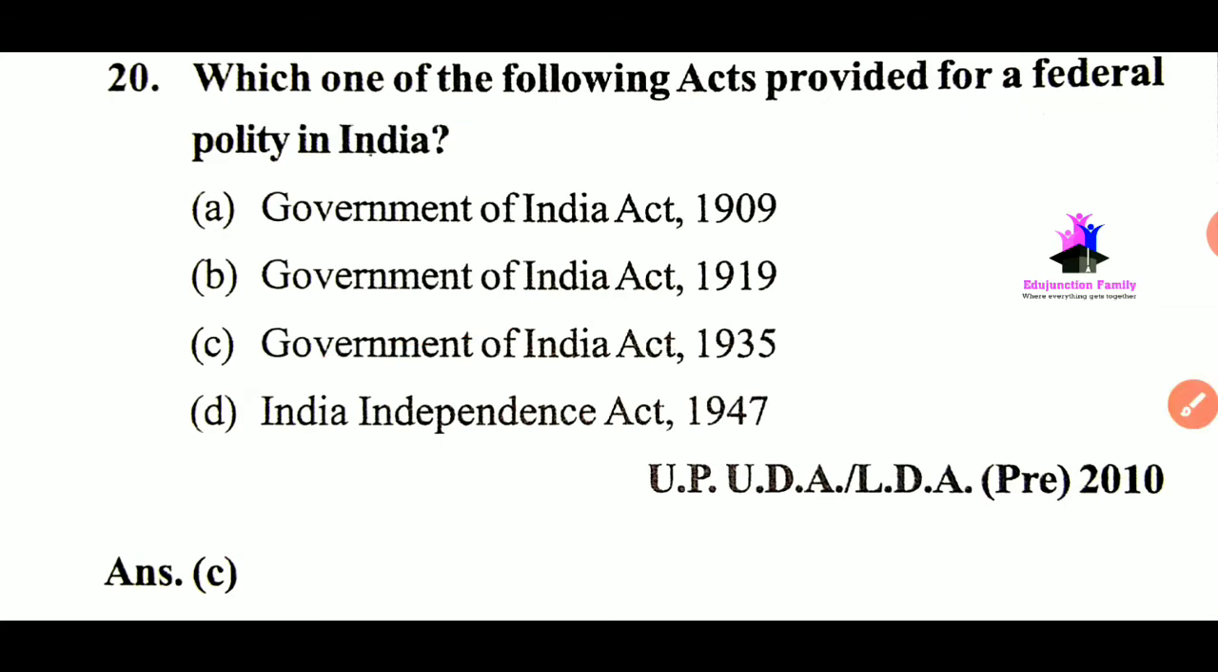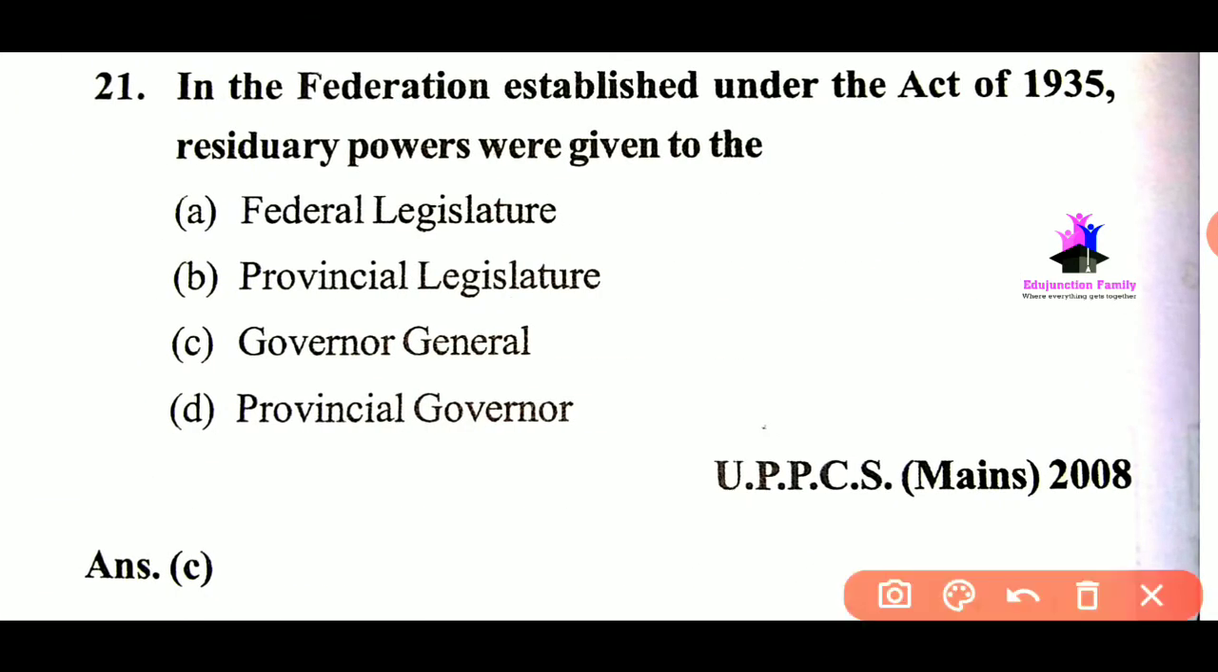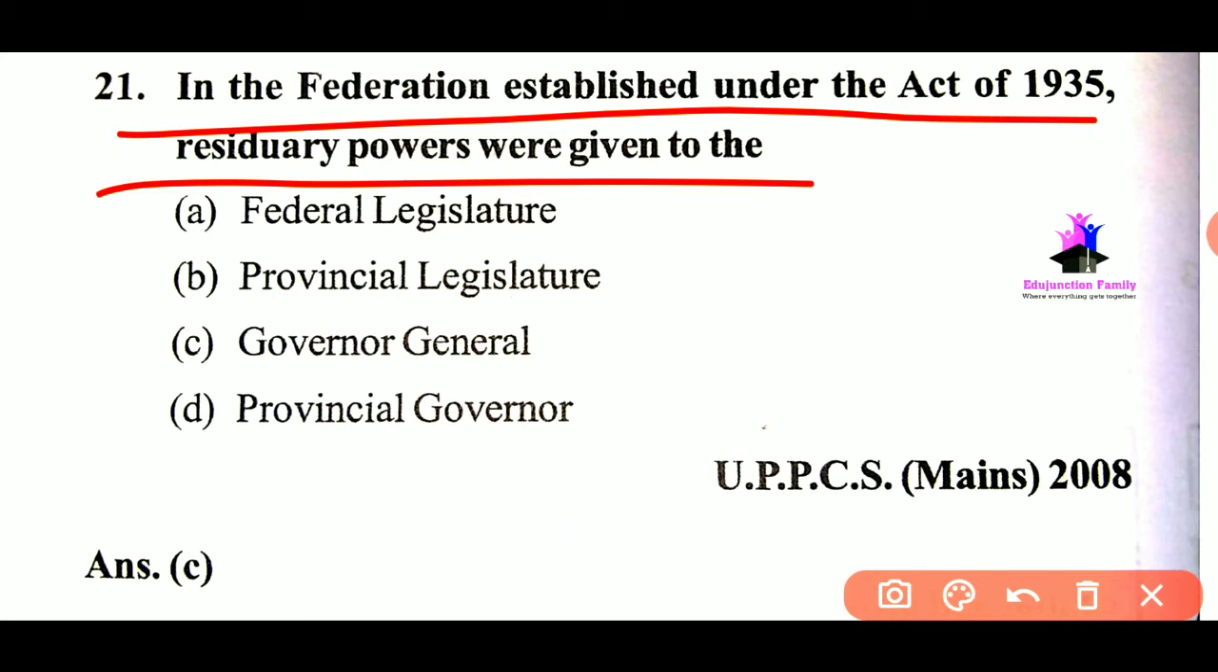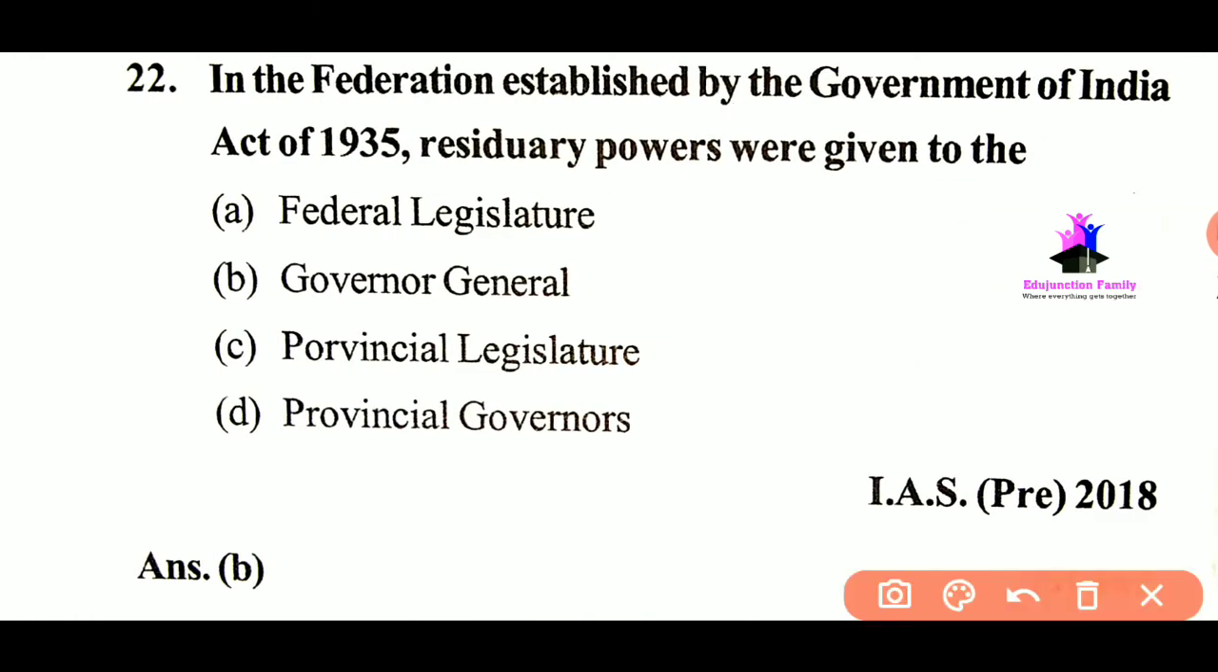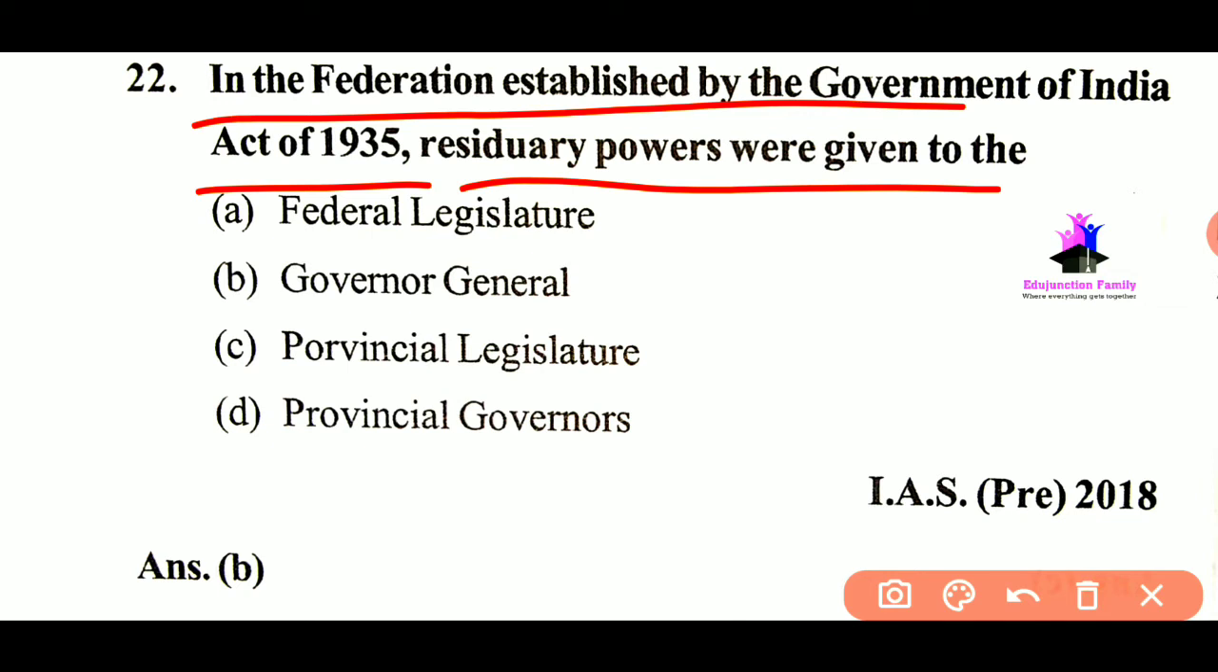Okay, now the next question is, in the federation established under the Act of 1935, residuary powers were given to whom? In the federation established under the 1935 Act, the residuary power was given to the Governor General. These are the questions we are repeatedly asked in many exams. So this is very important.